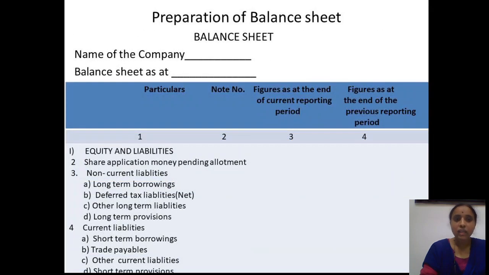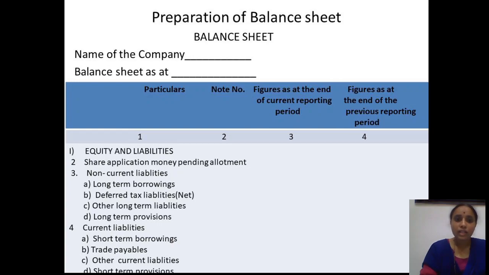The second item under equity and liabilities is the share application money pending allotment. The share application money of that particular current year has to be recorded in column 3. Then third is the non-current liabilities, such as long-term borrowings. If there are any long-term borrowings, you record them, then deferred tax liabilities, net amount, then other long-term liabilities within the company, and long-term provisions made. These relating to the company you take under the head non-current liabilities.